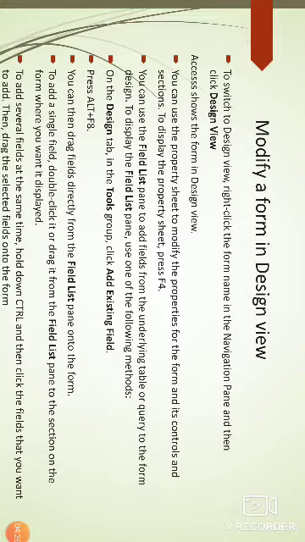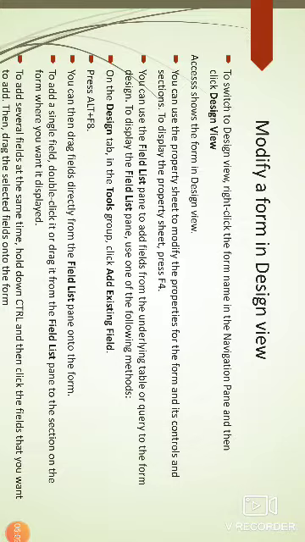Now you can use the field list pane to add fields from the underlying table or query to the form design. To display the field list pane, use one of the following methods. On the design tab in the tools group, click add existing field. So after that, press Alt plus F8 keys on the keyboard. You can then drag fields directly from the field list pane onto the form.